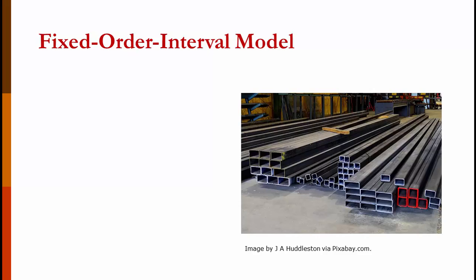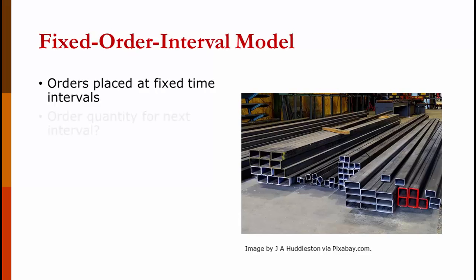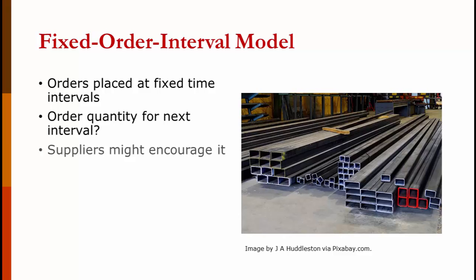That's where a fixed order interval model comes into play. That's a model where you order once a week, once every 2 weeks, once a month, whatever makes sense for your business. So orders are placed at fixed time intervals. So the purpose of our calculations is to figure out the order quantity for the next interval. In fact, in a situation like this, your steel supplier would encourage you to do this.